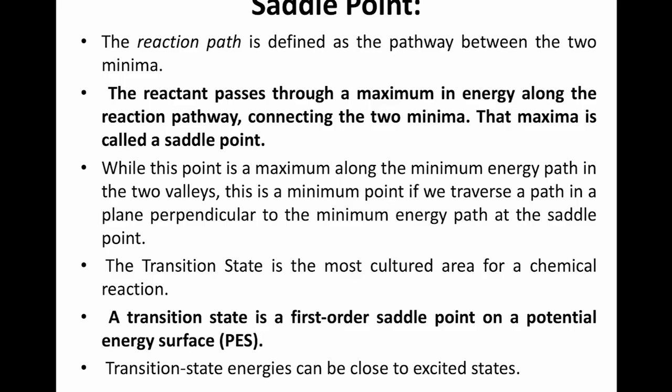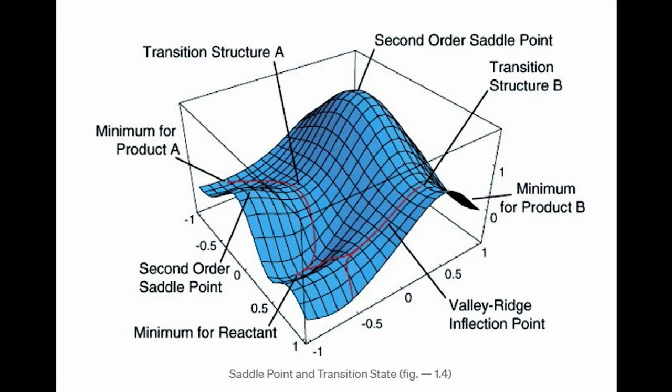Then the reaction path is defined as the pathway between two minima that we have seen in that diagram. The reactant passes through a maximum in energy along the reaction pathway connecting two minima. That maximum is called a saddle point, or the transition state is otherwise known as a saddle point. The transition state is the first order saddle point on the potential energy surface.